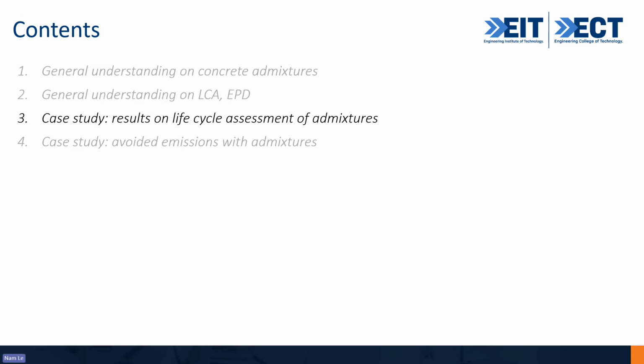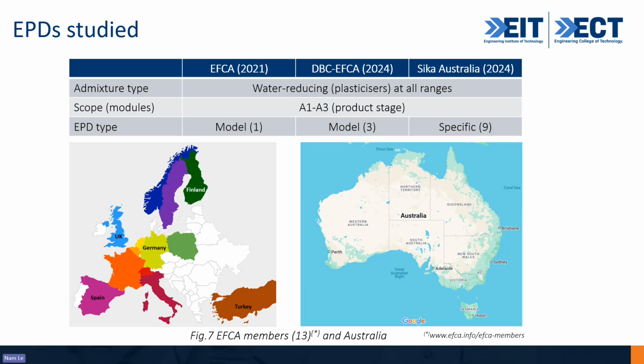Okay, let's move to the next section, a case study for the results on the life cycle assessment of admixtures. Very quickly about this one, we have the EPDs published by the Association of Admixtures in Europe, and in this case study, I just analyzed the water reducing admixtures, or plasticizers, of this association. They published in 2021 and 2024. In 2021, for this type of admixtures, they published only one EPD, a model EPD, and then in 2024, they published 3 EPDs.